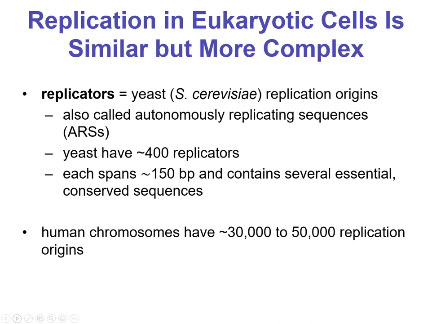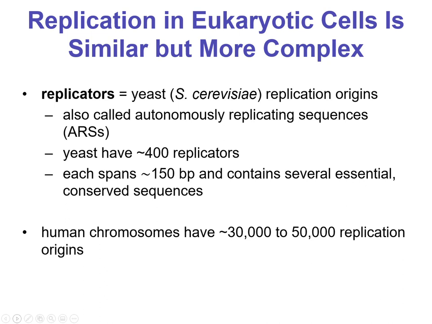So replication in eukaryotes is similar, but it's more complex. And you'll see that as a trend as we move through RNA metabolism and protein metabolism. In yeast, replicators are the replication origins. They're also called autonomously replicating sequences, or ARSes. And yeast have about 400 replicators, and they span approximately 150 base pairs each, and contain lots of different conserved sequences that will recruit all of the things necessary to begin replication.